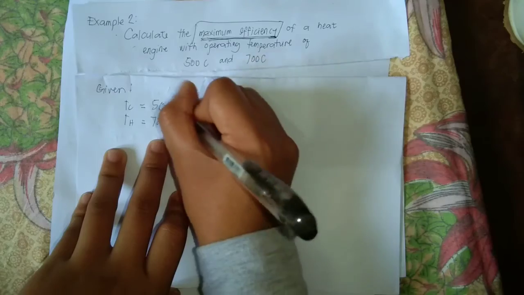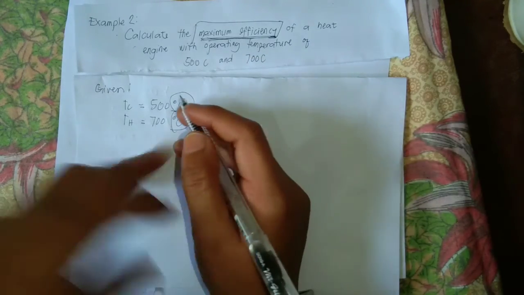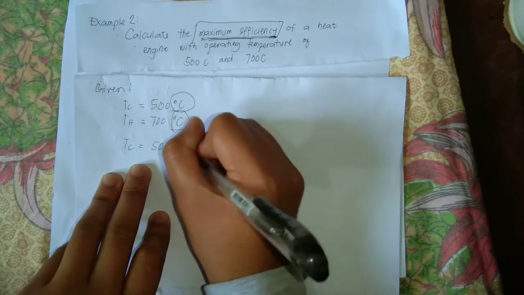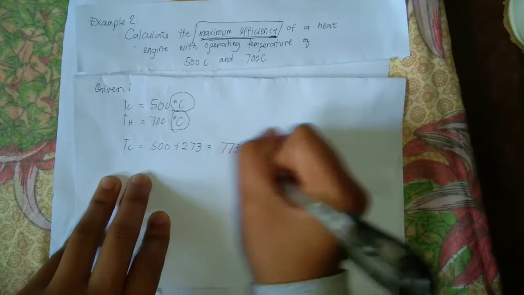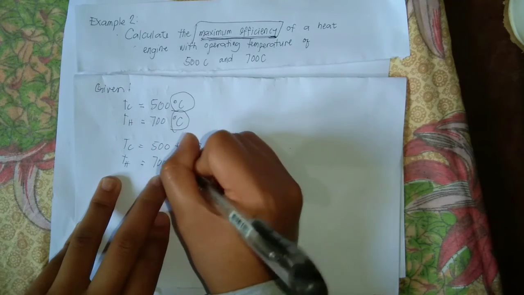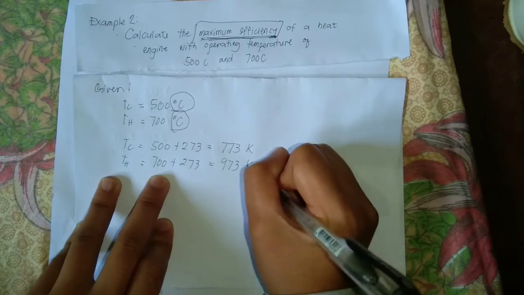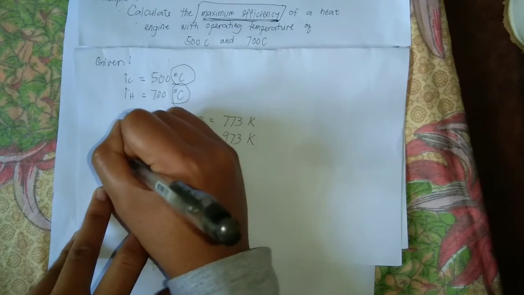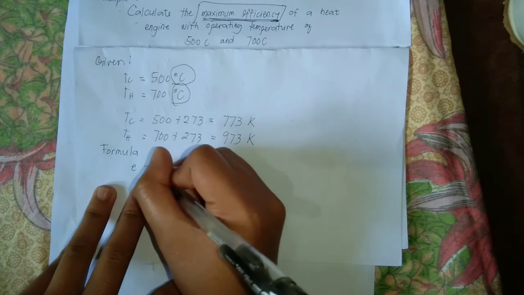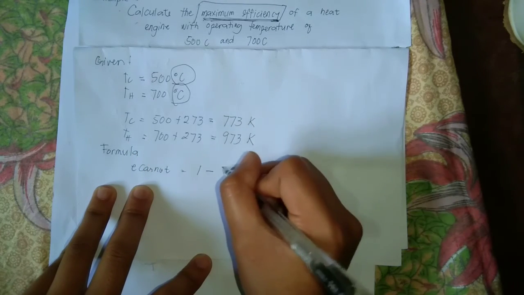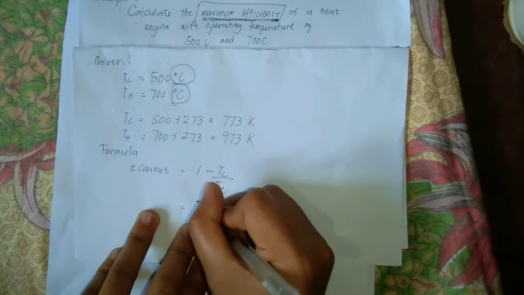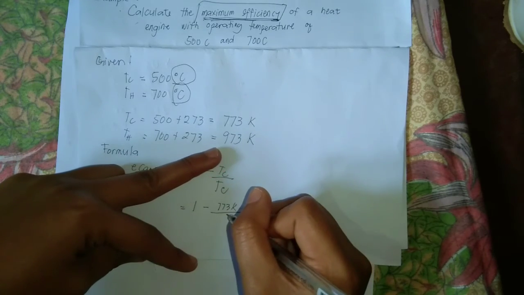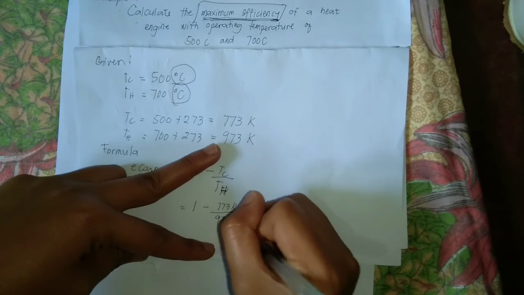Since it is in terms of degrees Celsius, let's convert that into Kelvin. So TC is equal to 500 plus 273, that will give us 773 Kelvin. And TH is equal to 700 plus 273, that will give us 973 Kelvin. Next, for this problem, let us use the formula. The efficiency of a Carnot engine is equal to 1 minus TC over TH. So let us substitute. We have here the TC, which in terms of Kelvin is 773 Kelvin, over our TH. TH is equal to 973 Kelvin.